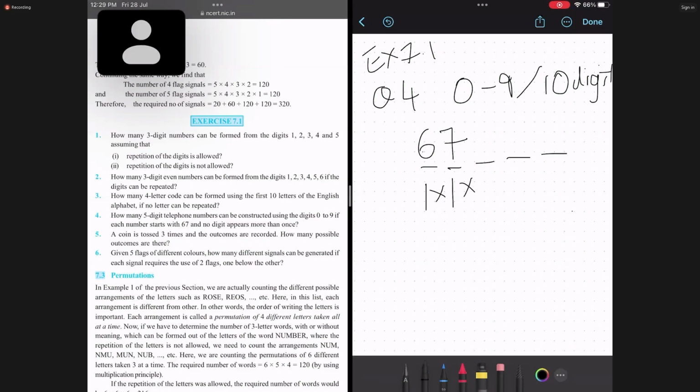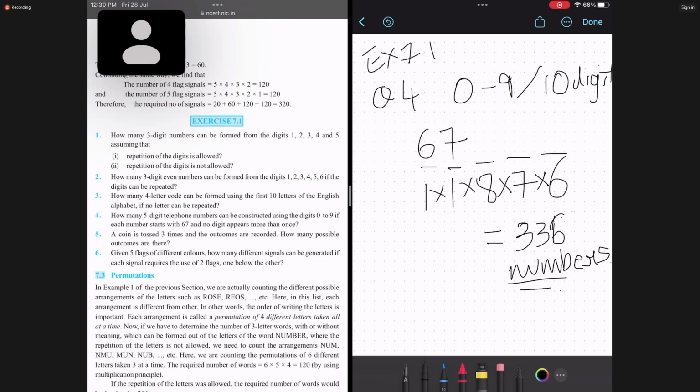So 8 here. Now one more has been consumed, so 7 digits remaining. And one more has been consumed, so 6 digits remaining, correct? When we multiply this, the answer that we arrive at is 336 numbers, correct? So this is your final answer, and these are the number of phone numbers that you can generate, keeping in mind that they should start with 6 and 7, and that all the digits should be distinct, correct?